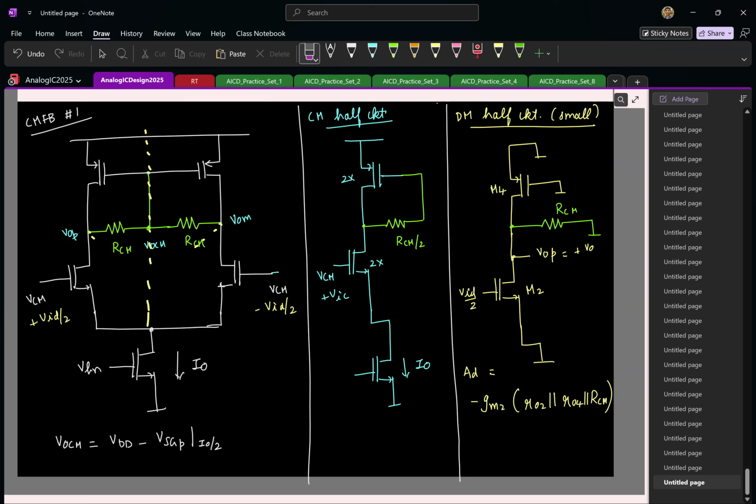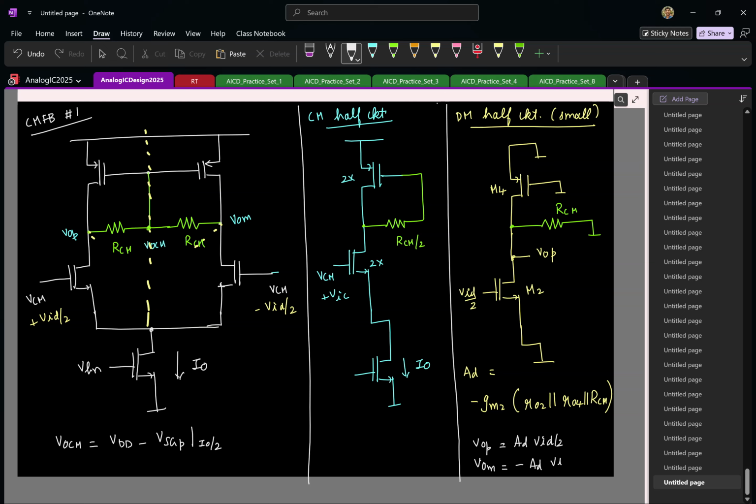If this is confusing, you think of it this way. If I call the gain here as some AD, my VO plus is AD times VID by 2. What can you say about VO minus? That is going to be the negative of this, right? Because that's just the other half circuit where the input is negative, so output will just be negative of this. I take the difference between the two, that is what is my final differential output. That is basically the same gain times VID.